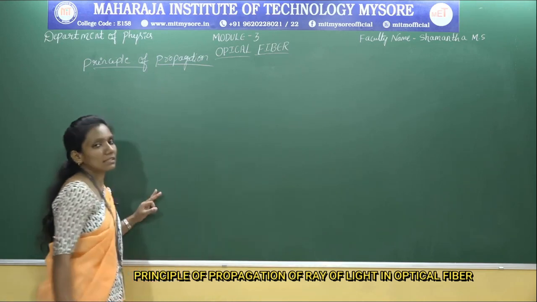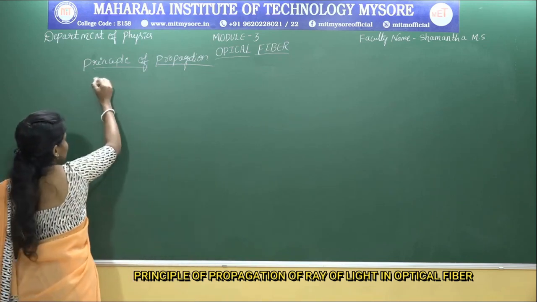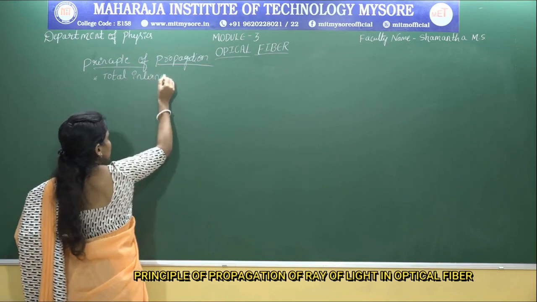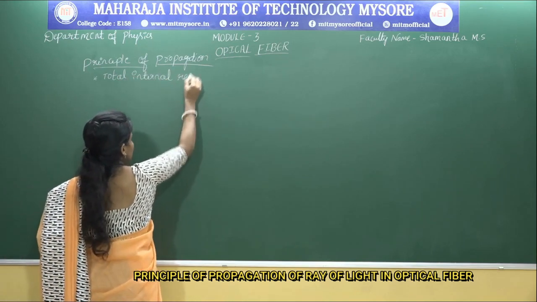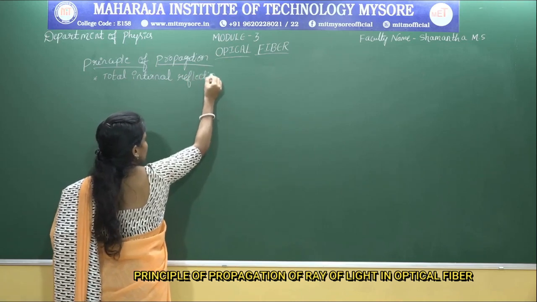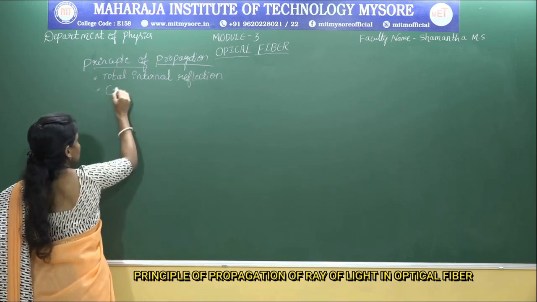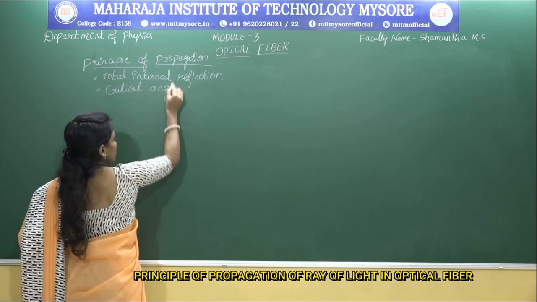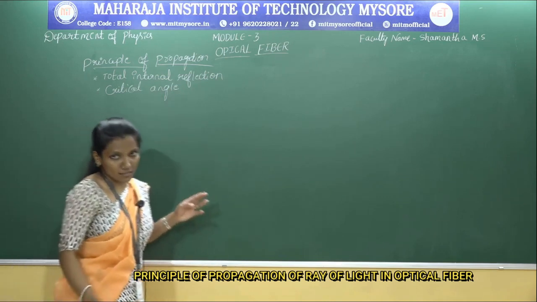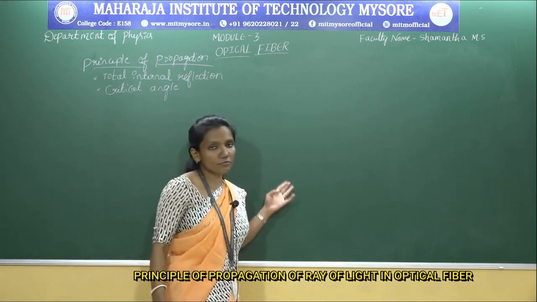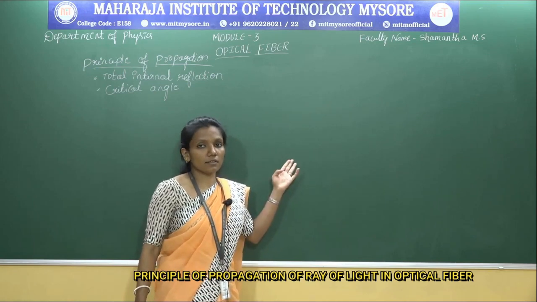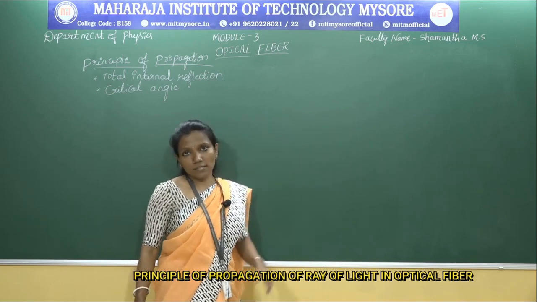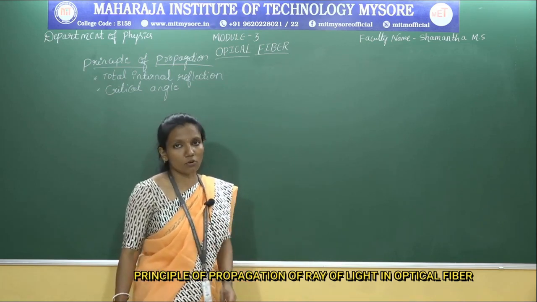So we have to know here mainly total internal reflection and critical angle. So what is critical angle? It is the angle of incidence for which the angle of refraction is 90 degrees. That angle is called the critical angle.